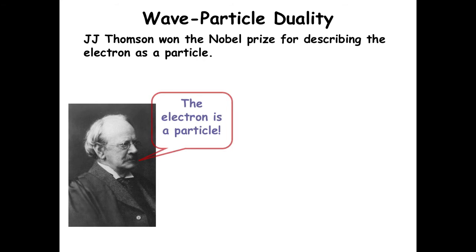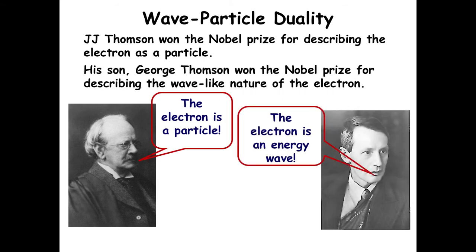All right, so there were two scientists who had differing ideas of what this energy was. One scientist believed that the energy produced by an electron is a particle. The other scientist, who just happened to be his son, said the energy produced is a wave.